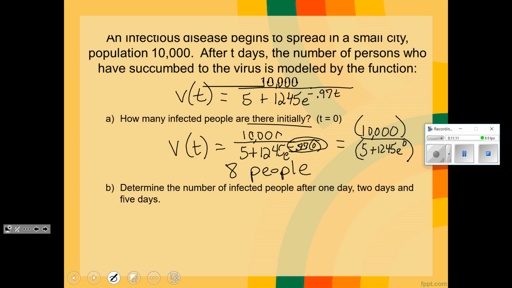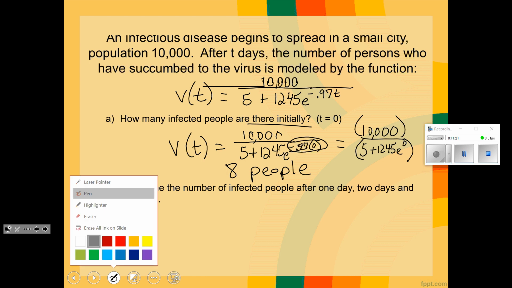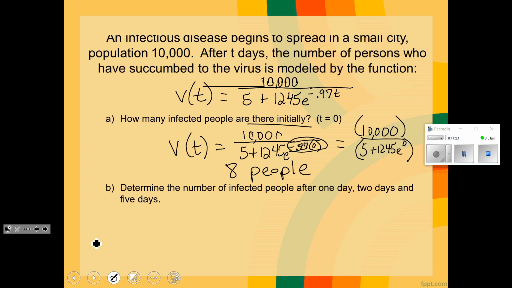We're going to figure out the number of infected people after 1 day, 2 days, and 5 days. That means after 1 day, T would be what? 1. After 2 days, T would be 2. And after 5 days, T would be 5. Correct? So I'm just going to plug these in. Now, when you plug them in, you have to be cautious, careful, conscientious, and you have to plug in with parentheses. Okay? So this is 10,000.